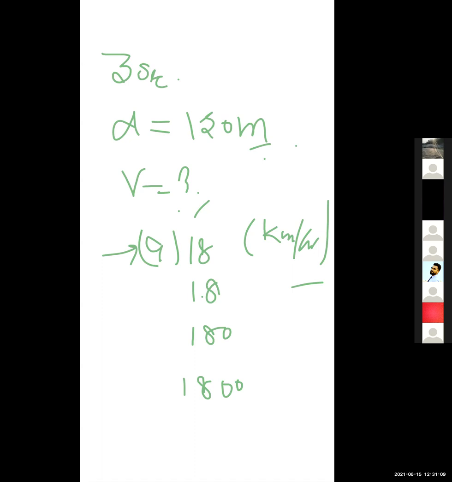मैम ऊपर में 3 सेकंड है। Exposure interval is given 3 seconds. तो ठीक है मैम ठीक है। What is value? Speed of aircraft.